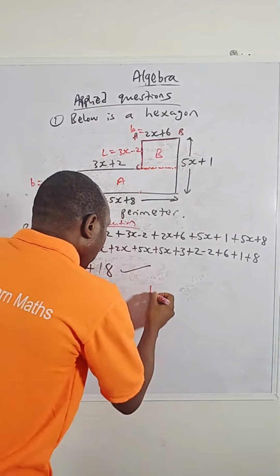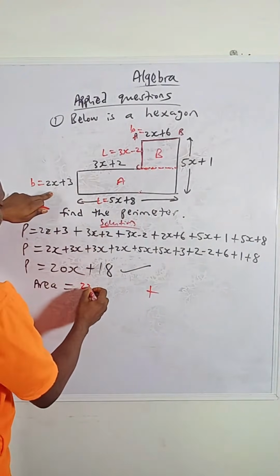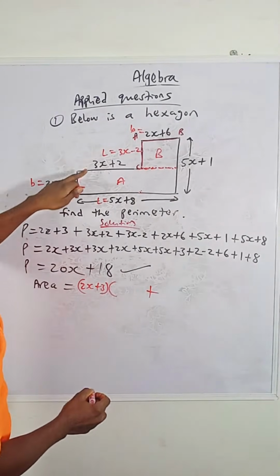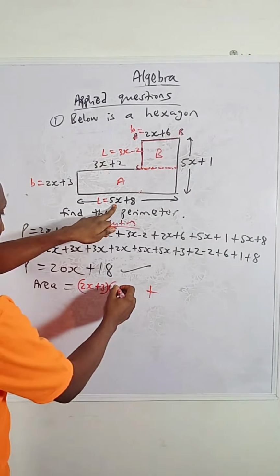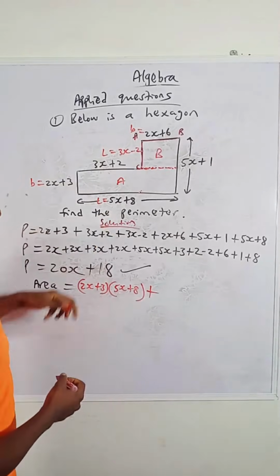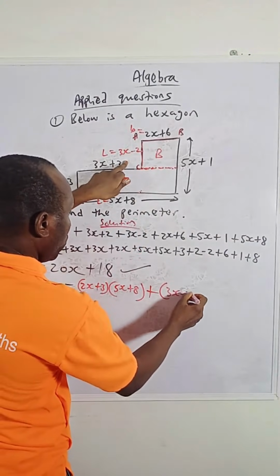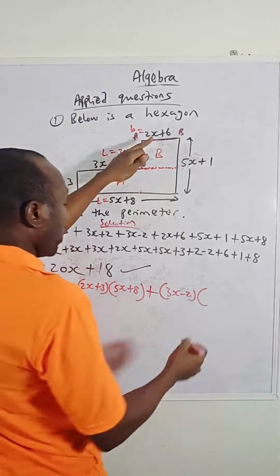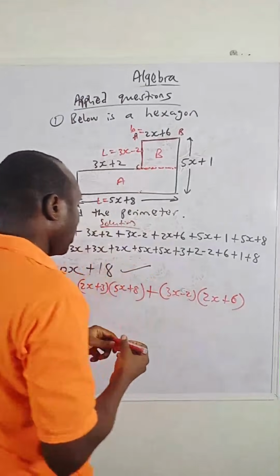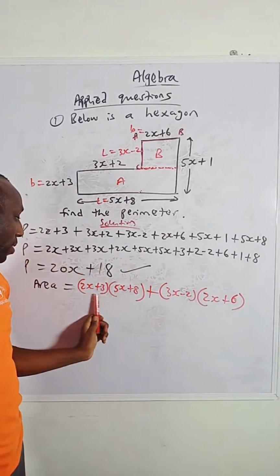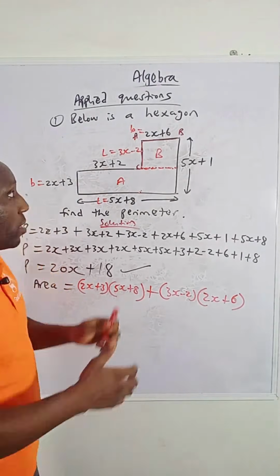Like I told you, you're going to add the area of this to the area of this. So what's the area of A now? That will be 2x plus 3 times, sorry, let's not mix it up, 5x plus 8, right? Then this one here is going to be 3x minus 2 times 2x plus 6. So when you expand the area of rectangle A and the area of rectangle B and add everything up, you're going to get the area of the hexagon.